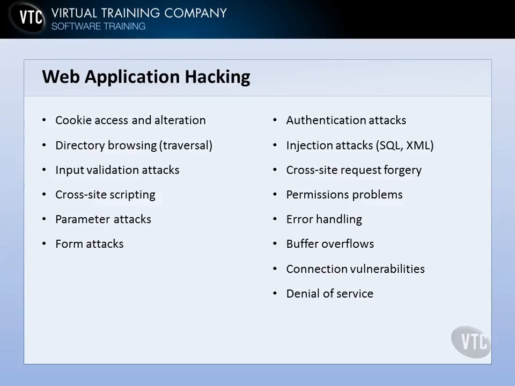You also might see connection vulnerabilities, how the web server is set up to connect to the outside world, whether it's via VPN or another network connection. There might be vulnerabilities there. And finally, if all else fails, sometimes a hacker may just wage a denial of service attack on the website itself so no one can use it. So these are just some examples of things that a hacker could do to a web application.